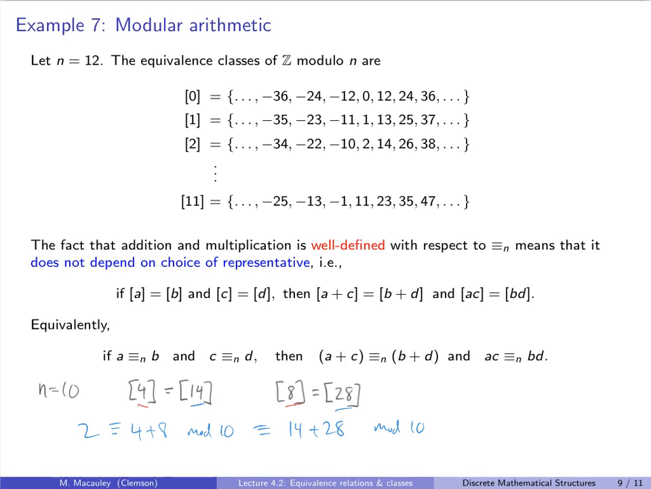And then the fact that multiplication is well defined means that 4 times 8 mod 10, which is 32, I guess that's also 2, is equivalent to 14 times 28 mod 10, which I can't do in my head. Well, let's see, 14 squared is, what is that, 196? So twice of that is going to be, I think, 392, and that of course is 2 mod 10.